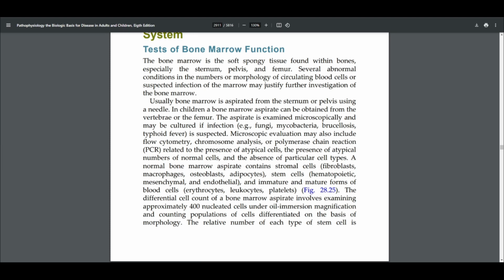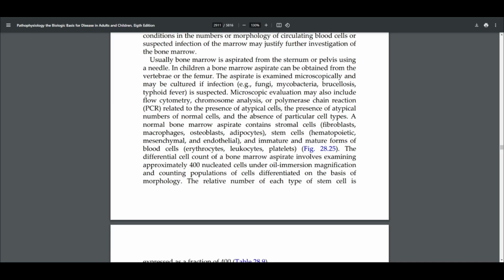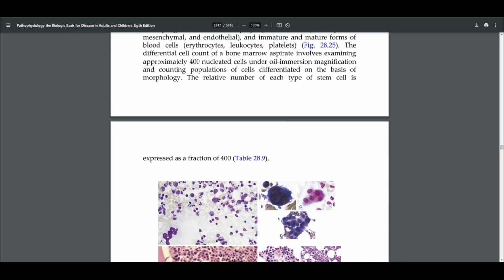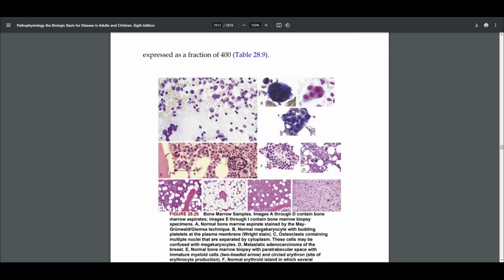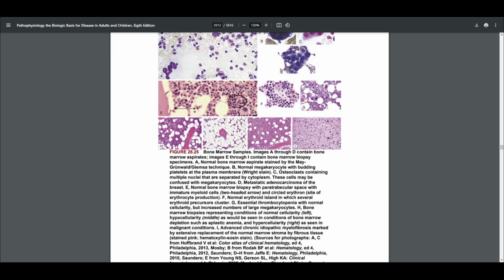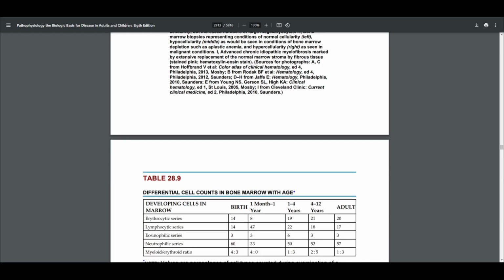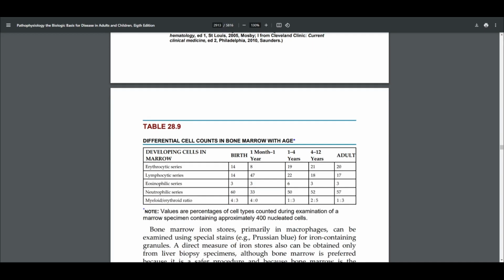A normal bone marrow aspirate contains stromal cells, stem cells, and immature and mature forms of blood cells. The differential cell count of the bone marrow aspirate involves examining approximately 400 nucleated cells under oil immersion magnification and counting populations of cells differentiated on the basis of morphology. The relative number of each type of stem cell is expressed as a fraction of 400. So here you're taking a look at bone marrow samples. The following table here shows the differential cell count in bone marrow with age.